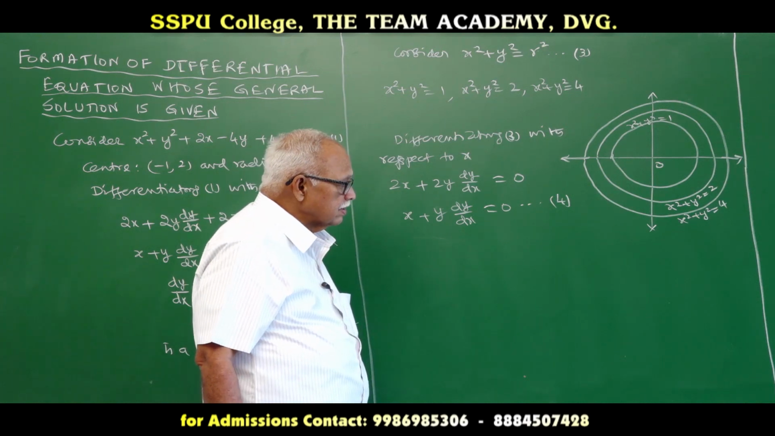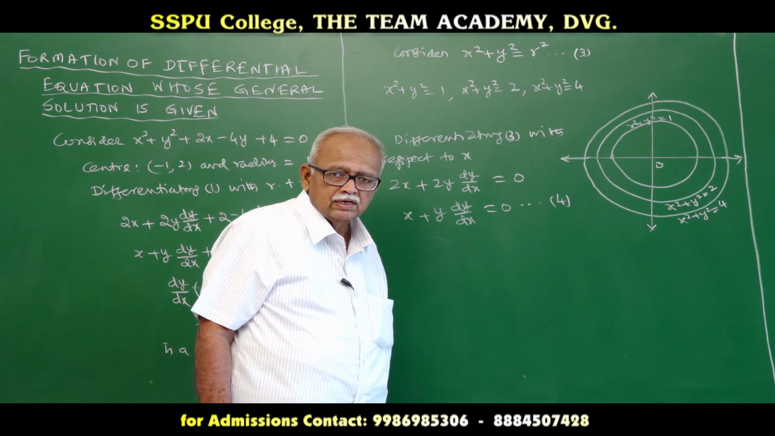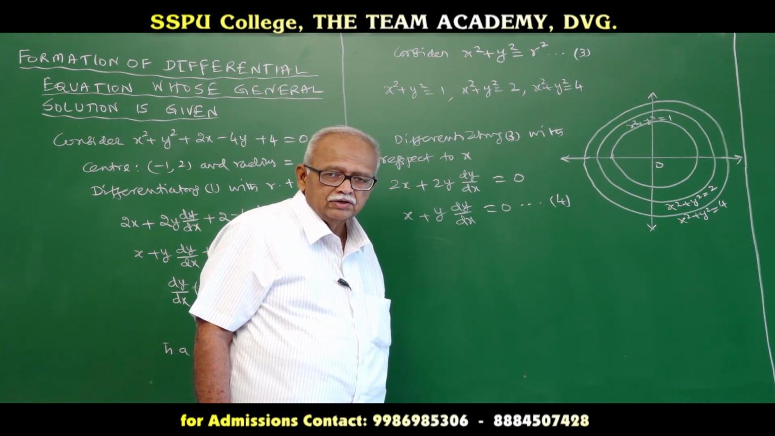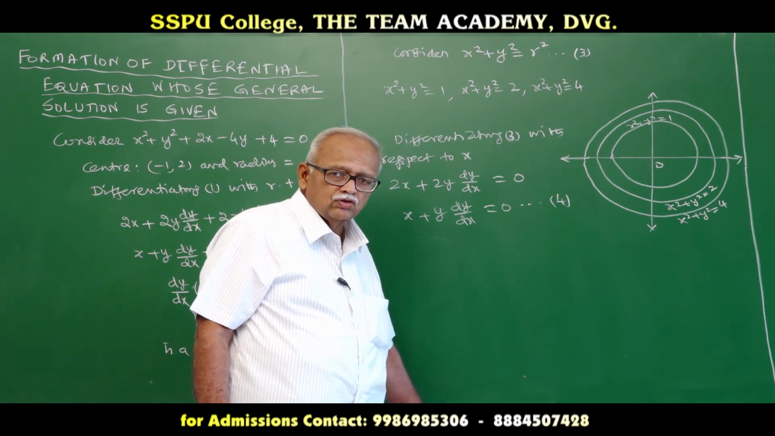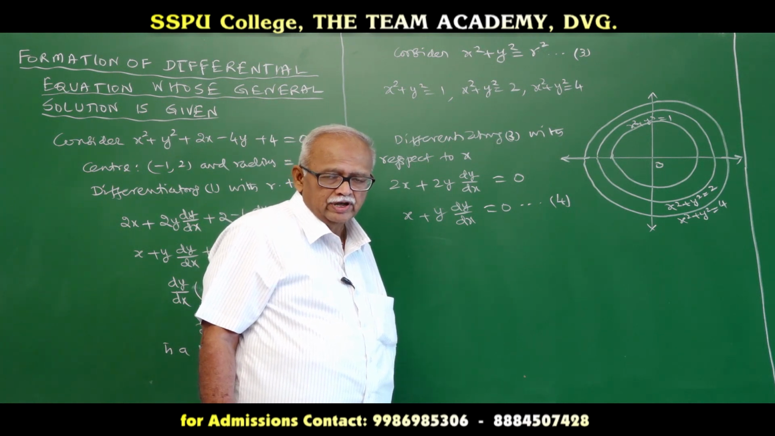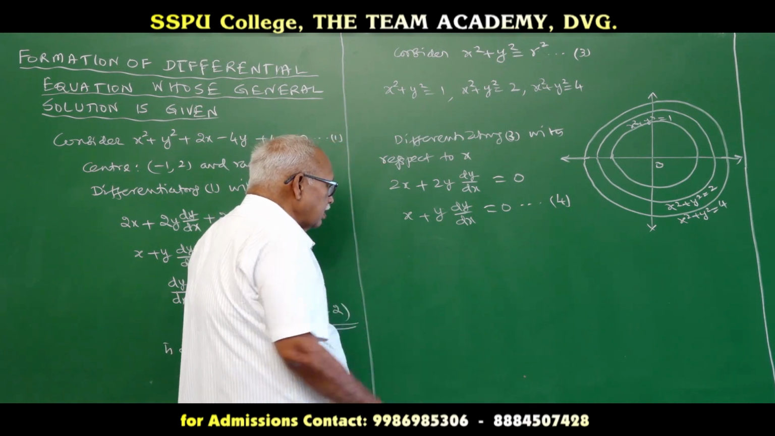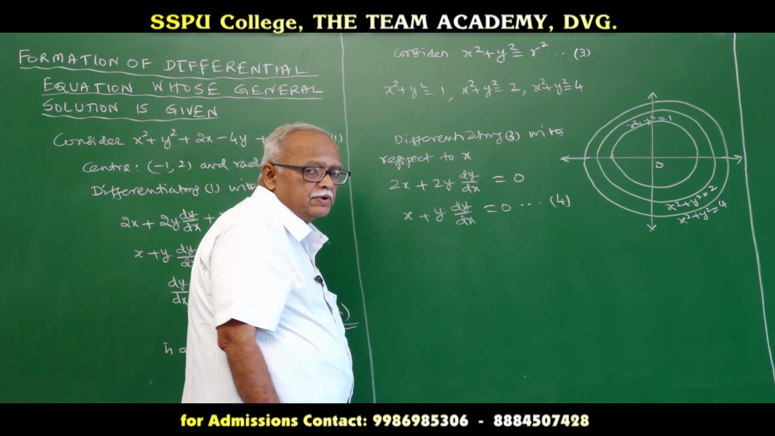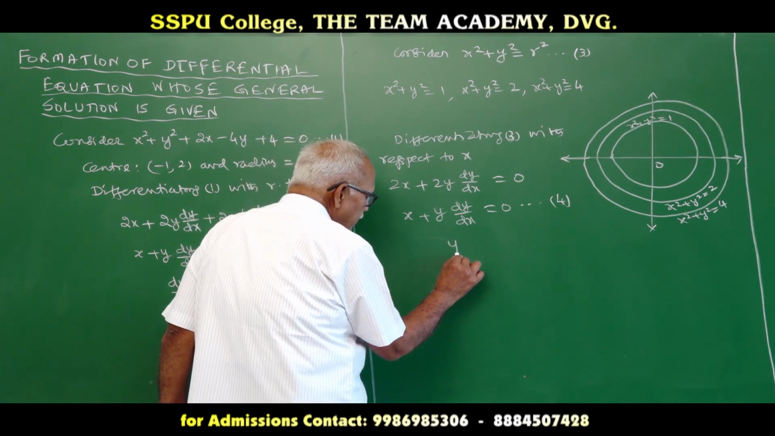So, in the previous classes I have told you, whenever two parameters are there, then we need two successive differentiations, that is dy by dx and d square y by dx square, to eliminate all the constants. Here we have eliminated the constant by just differentiation itself. Now, let us see another case.